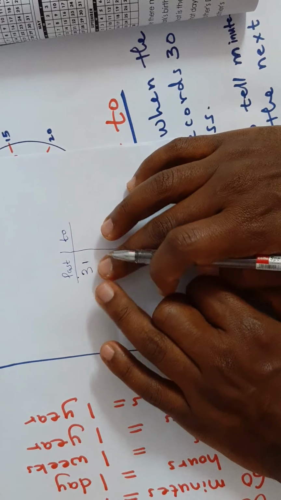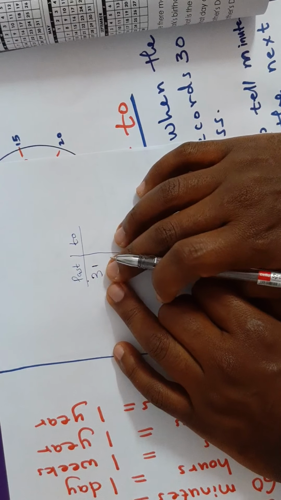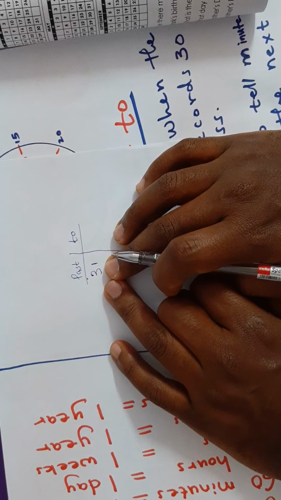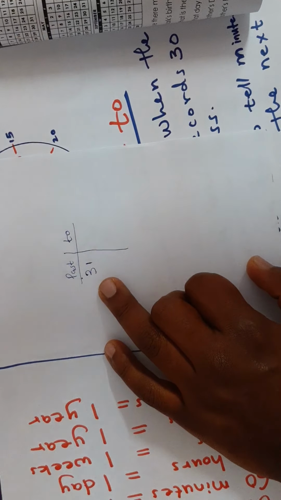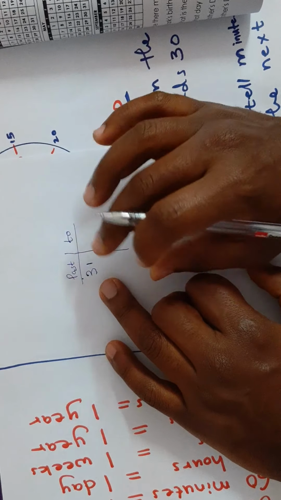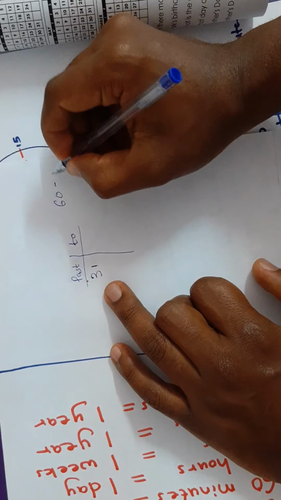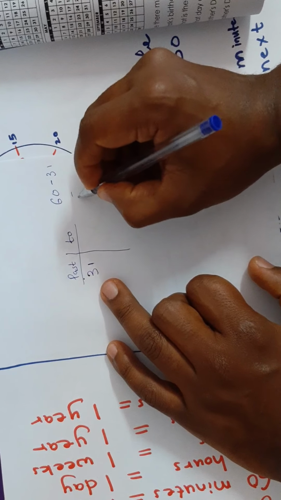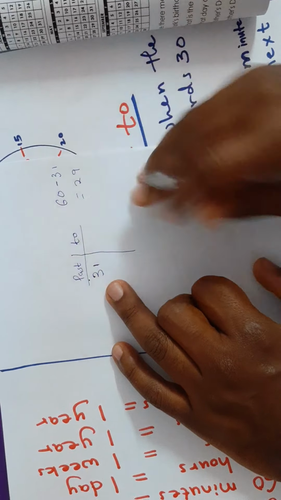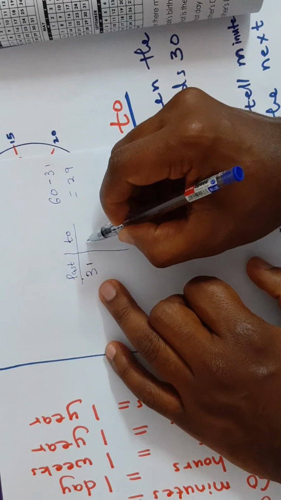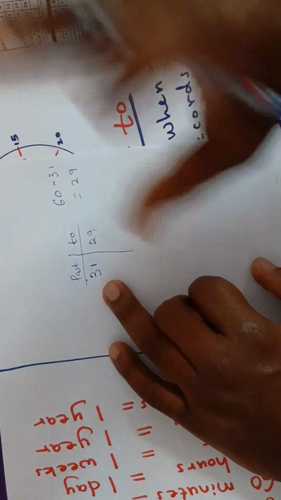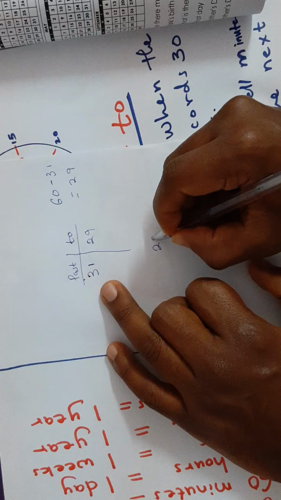In this case, we have to find how many minutes are remaining for us to get the next hour. If you have that 1 minute already, what is the number remaining for us to get the next hour? It will be 60 minus 31, and it's going to give us 29. So we know the number of minutes remaining are 29. So we are going to say it is 29 minutes.